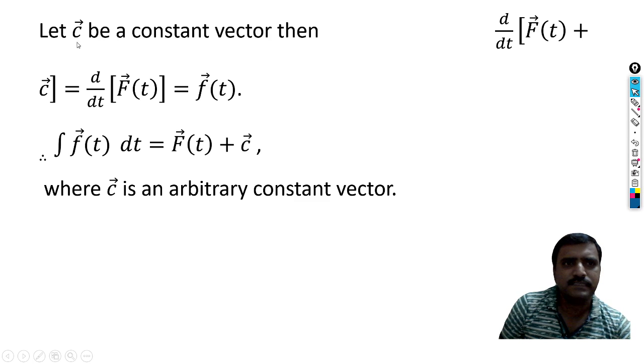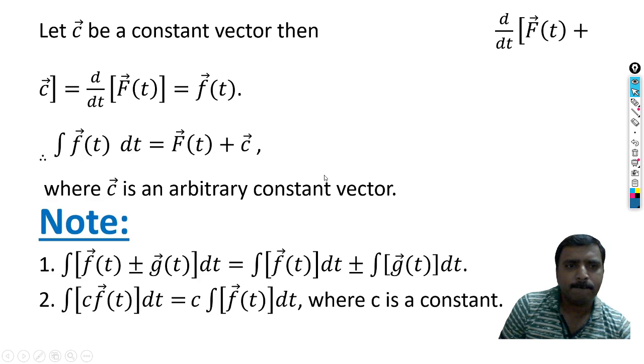Suppose c is the constant, and here c is a vector, the constant vector. Then d by dt of F of t plus c is the same as d by dt of F of t, which is equal to the small f of t. So the integration of small f of t dt is equal to F of t plus c. That means when you are taking the integration, we can take the constant. Here this constant means the constant vector.